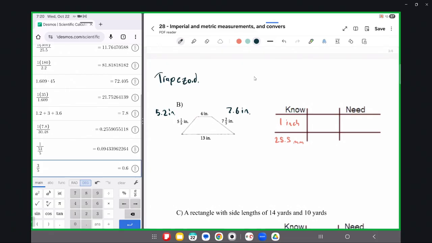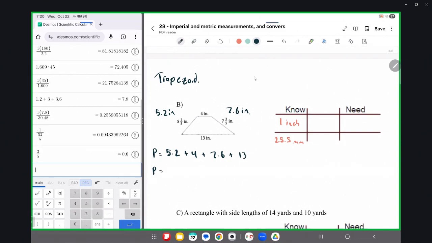And so we can calculate its perimeter. So capital P will be equal to the sum of the corresponding distances. So this will be 5.2 plus 4 plus 7.6 plus 13. So P for perimeter will be equal to the sum of these numbers. And so you just type these into your calculator. Again, I'm just using the Desmos calculator. That's more than plenty for this lesson. And we end up with 29.8 inches.